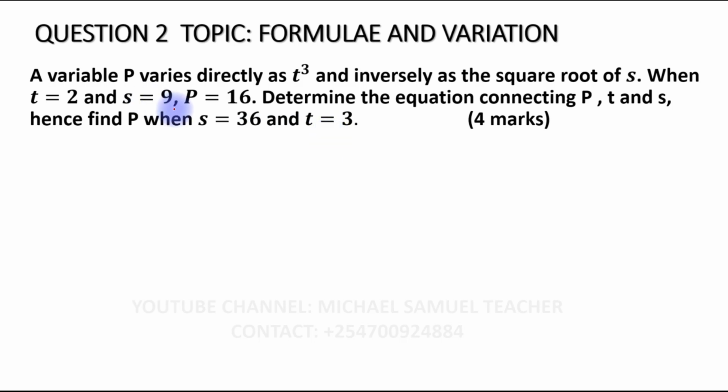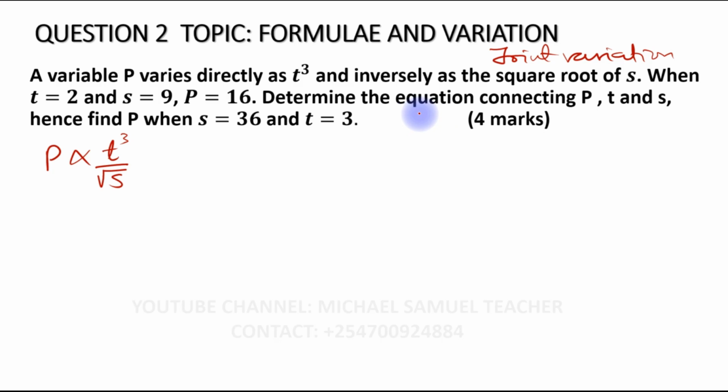So we have quantities or variables: p, t and s. The first situation is that p varies directly as t raised to 3 and inversely as the square root of s. This gives us a joint variation. So this is a joint variation, directly as t cubed and inversely as the square root of s.